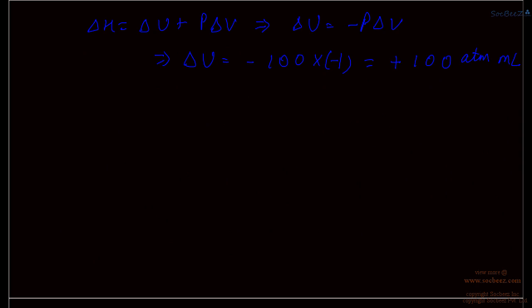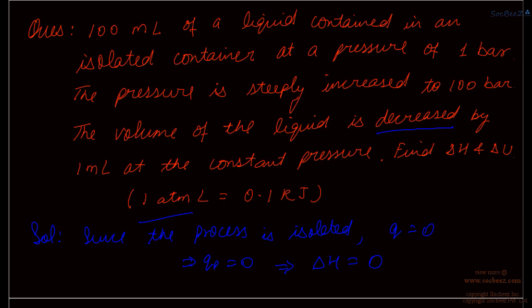Okay. So from here if we divide this expression by 1000, then the value of delta U is 100 upon 1000 atm liter. So this is equal to 0.1 atm liter. Now 1 atm liter equals 0.1 kilojoule. So from here value of delta U is 0.01 kilojoule. So this is the answer for this question. And this question was asked in IIT JEE 2004. Because this is an easy problem, hence this was asked in IIT JEE.